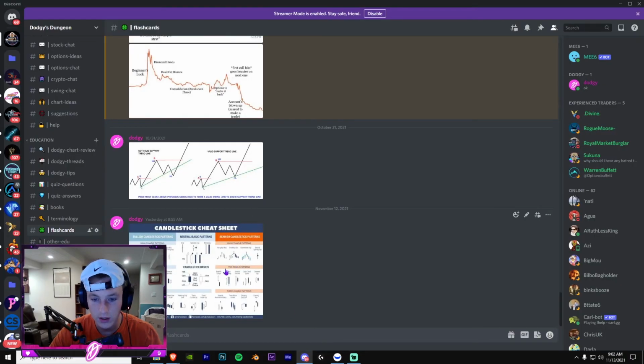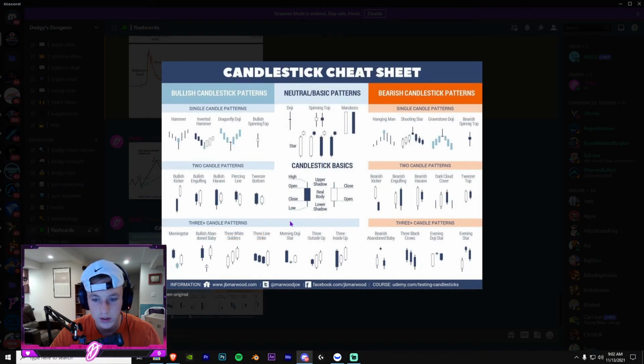So if I go to here and click the sheet, if you're in my Discord server, you can go to the flashcards section and there's a candlestick chart. It tells you the candlestick basics. I went over candlesticks in the other video, and the 4 that I use are the hammer, the doji, the spinning top, and then the morning and evening star. I count that as the same, but they're just opposite.